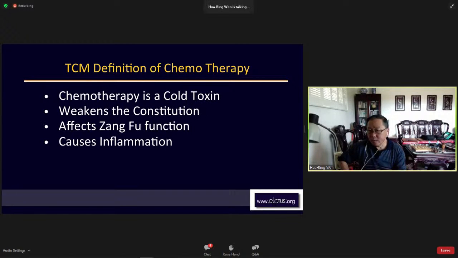So as a cold toxin, it can weaken the constitution. We talk about the DNA damage, all that part. They can affect the zangfu function. The zangfu function, there's a long list: the liver, the kidney, the heart, and lungs. Long list of it. And it also causes inflammation. Inflammation is like, because of the chemicals, toxins, the body naturally has the tendency to fight it. As a result, that is the inflammation.